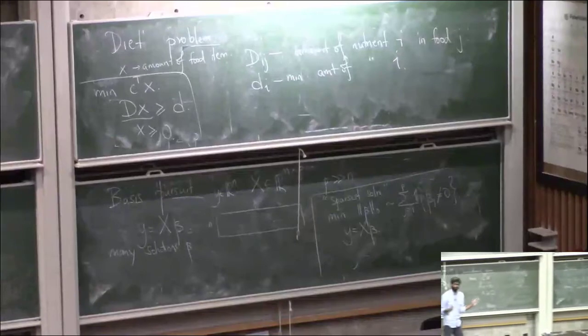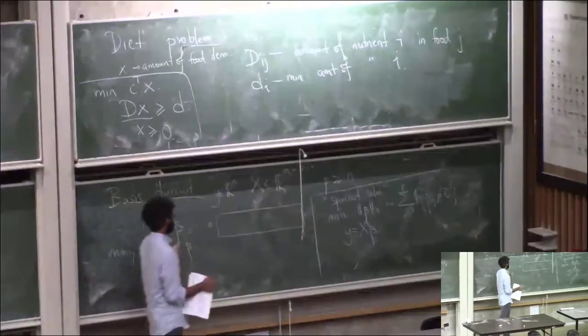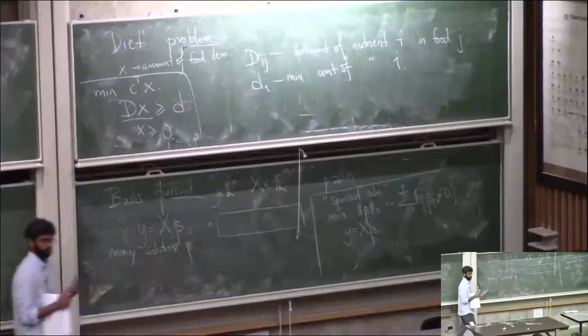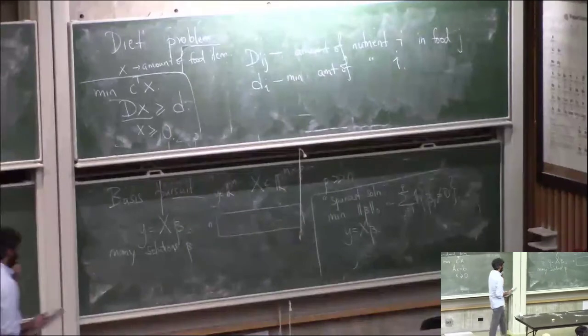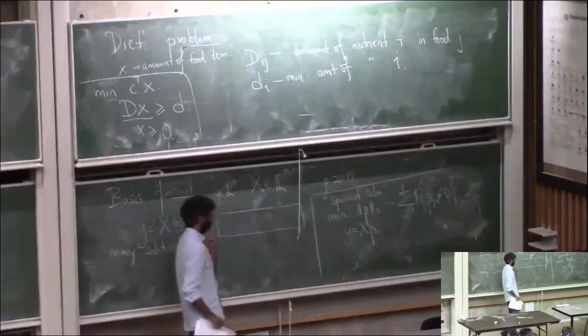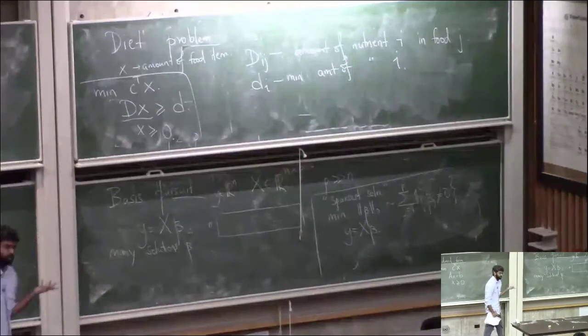There are many possible solutions. You'd like to pick one, and maybe you'd like to pick one that's sparse. That is, it uses the fewest number of these variables in its representation somehow. Okay. This is also a non-convex problem.